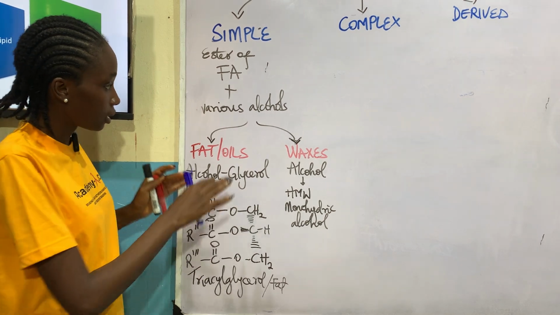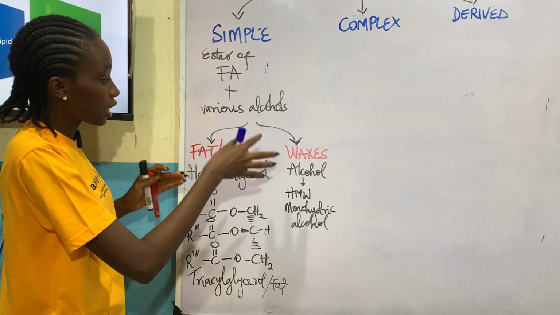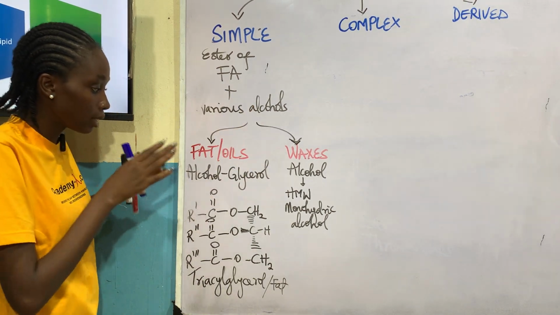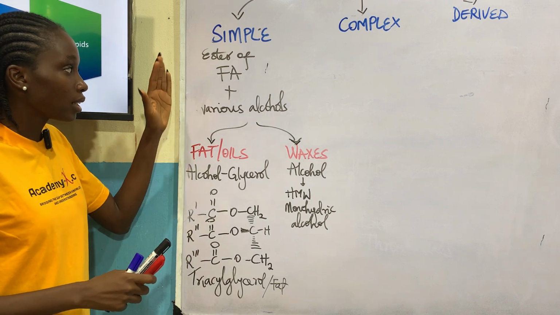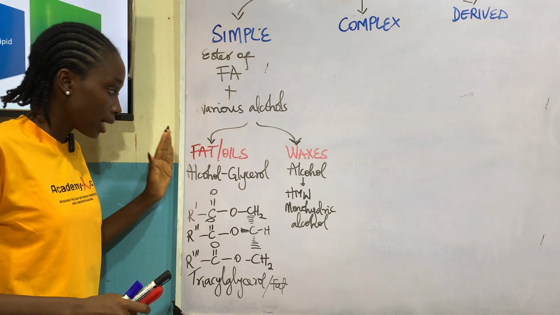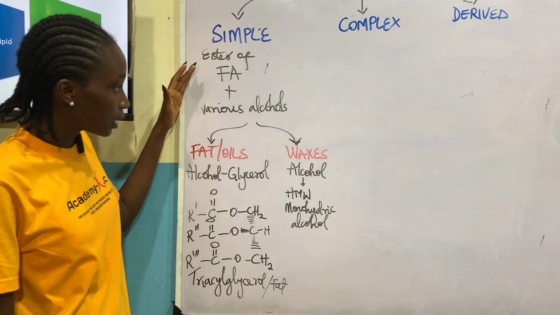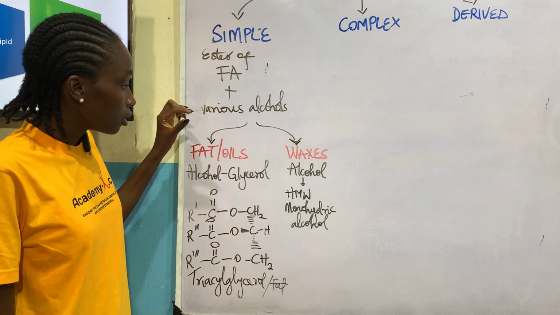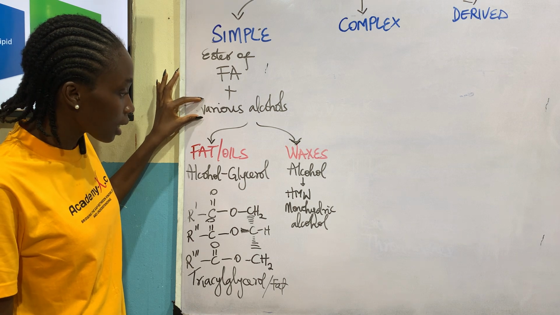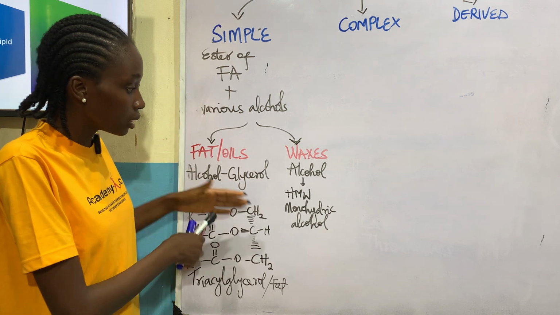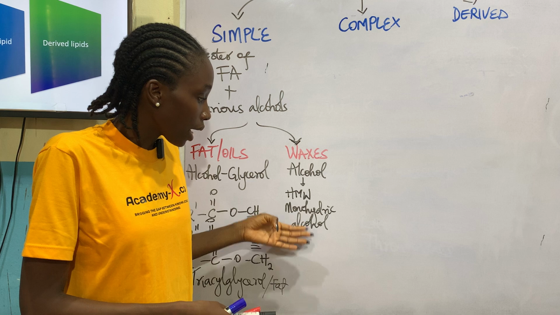Just have it in mind that simple lipids are classified into two: fat and oil on one part, where the ester is the fatty acid plus glycerol. And then for the waxes, it will be the fatty acid on the other hand plus an alcohol. In this case, it is no longer the normal glycerol that we know. It is a high molecular weight monohydric alcohol.